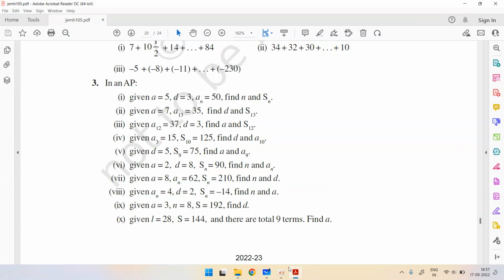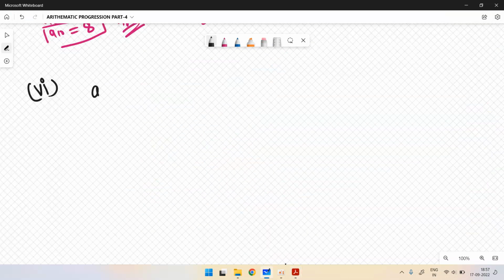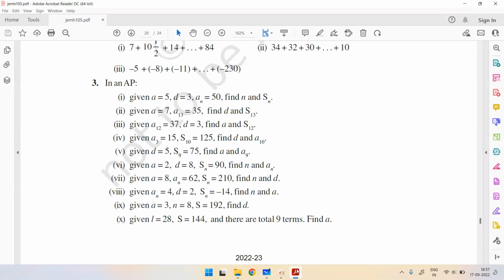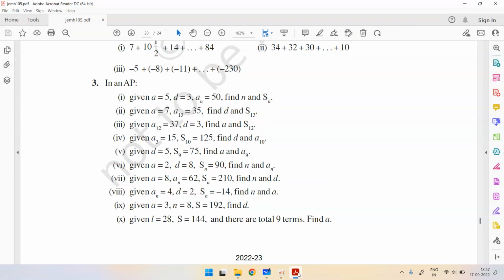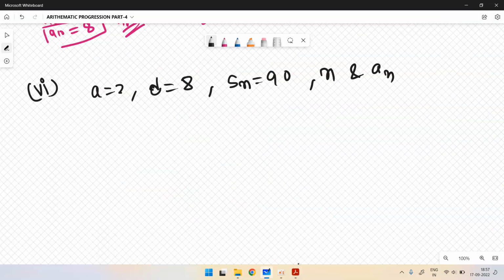Given a is 2, d is 8. So a is given to be 2, d is given to be 8, and Sn is going to be 90. Find n and an. The values of n and an need to be calculated. So this much information is given to you.